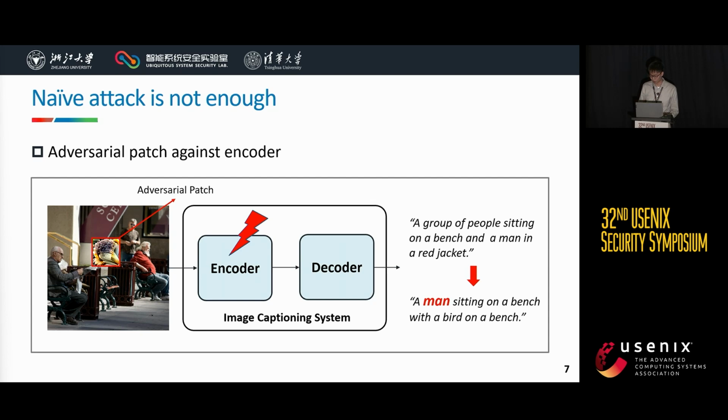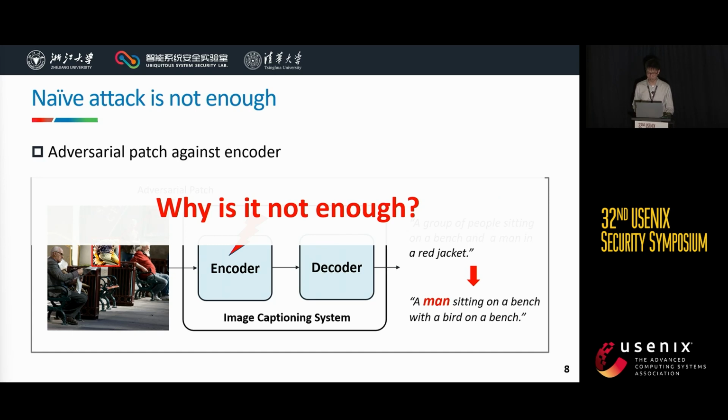With this adversarial patch, the output caption changed from a group of people sitting on a bench and a man in a red jacket to a man sitting on a bench with a bird on the bench. You can see the patch induced the word bird, but the keyword man is still in the caption. This shows the naive adversarial patch can modify the output caption, but it's not enough.